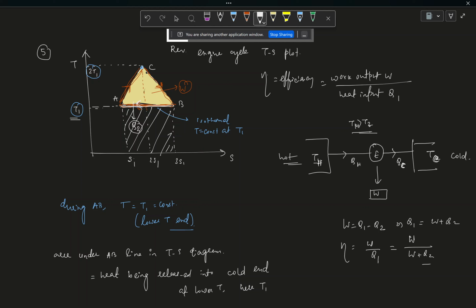So TH is greater than TC, and so basically the work done W is equal to the total heat absorbed QH from the hot body minus the heat dumped to the cold body QC. So QH is nothing but W plus QC, and your eta is W by QH, which is just W by W plus QC.